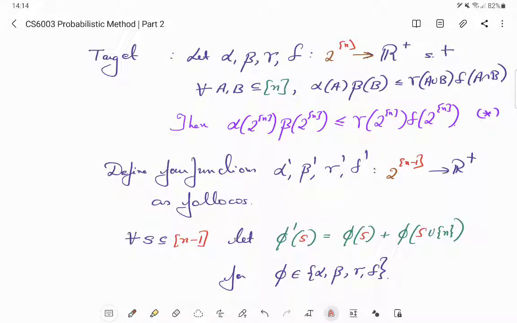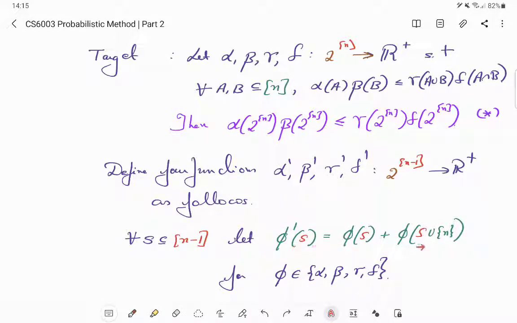Now remember, on the right hand side there is no phi prime. This is phi prime, and s is a subset of n minus 1, but since it is phi, I can actually use s union n. This also contains n, but that is fine because phi is defined on 2 power n. So this is the definition of phi prime. You just add up the phi value on that set plus the phi value of that set together with n. Now as I said, this phi is just a placeholder.